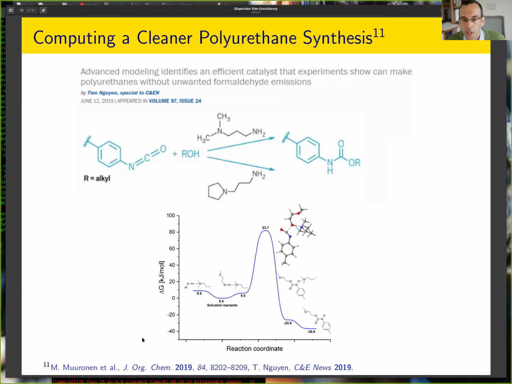My former postdoc, Mikko, who is now working at Janssen Pharmaceuticals and was at BASF before, has really used this to design a new catalyst for this polyurethane synthesis, which is a million-ton-per-year chemical industry synthesis, which is hugely important. I mean, these things are everywhere in our clothes and our houses and stuff like that.